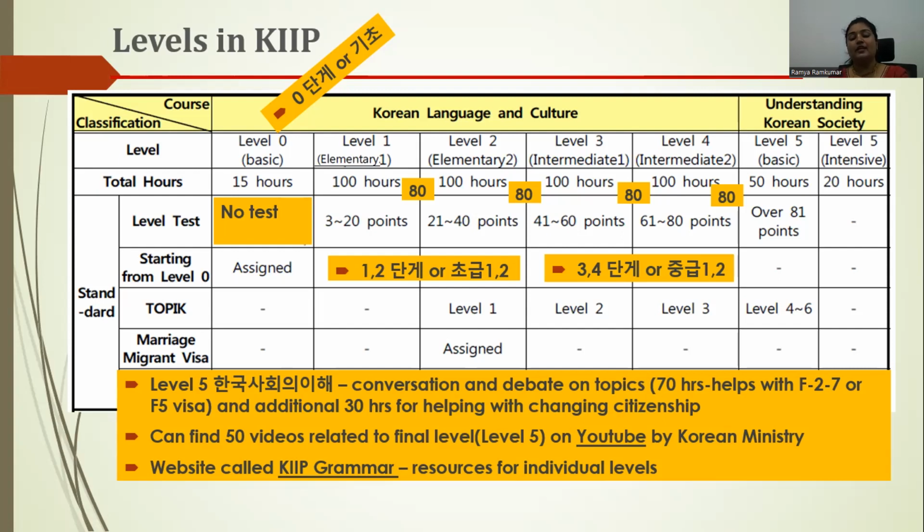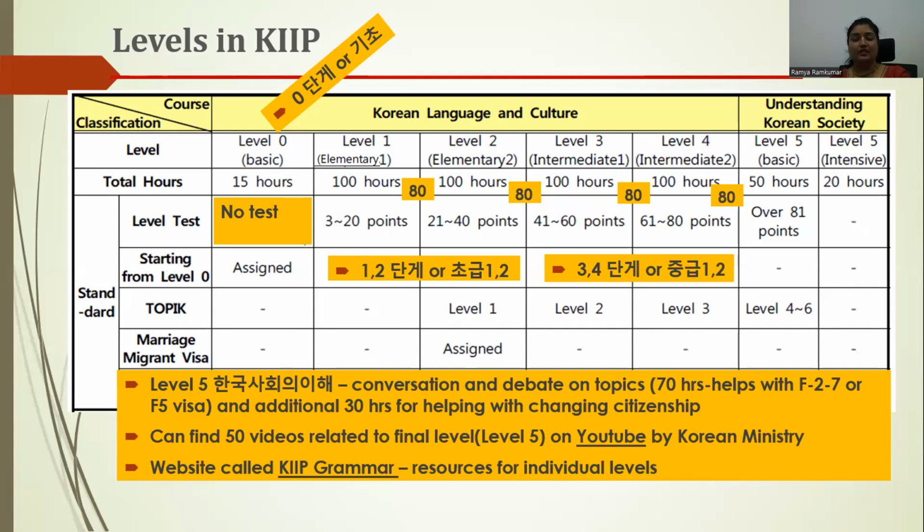In that case, if you have a TOPIK score of level 1, you are eligible to enter level 2 of KIIP. Likewise, if you have level 3 in TOPIK, you can enter level 4 in KIIP. Okay, level 4 to 6 in TOPIK, then you can straight away go to the 5th level. 5th is also divided into basic and intensive. So from level 0 to 4, they focus mainly on Korean language and culture. They will have grammar, they will have vocabulary and all those things.